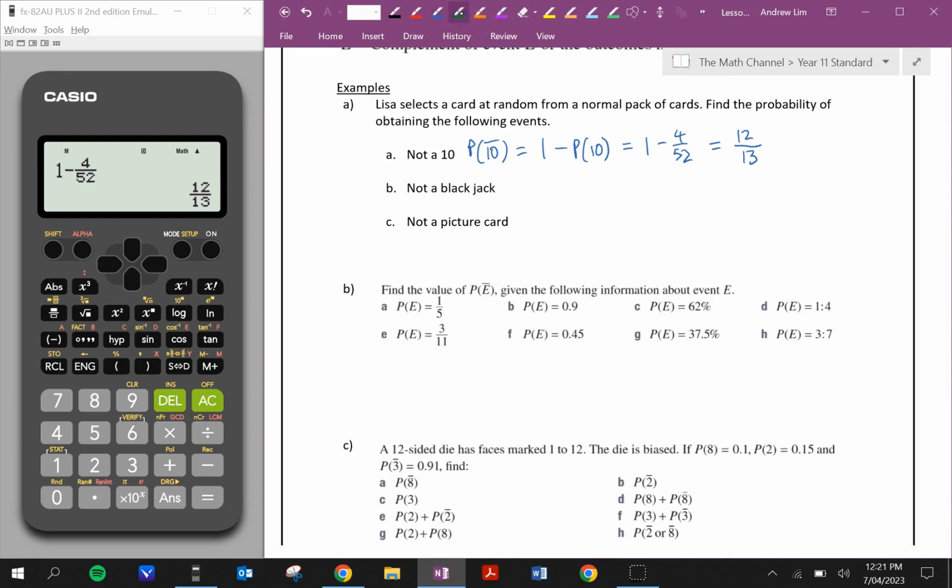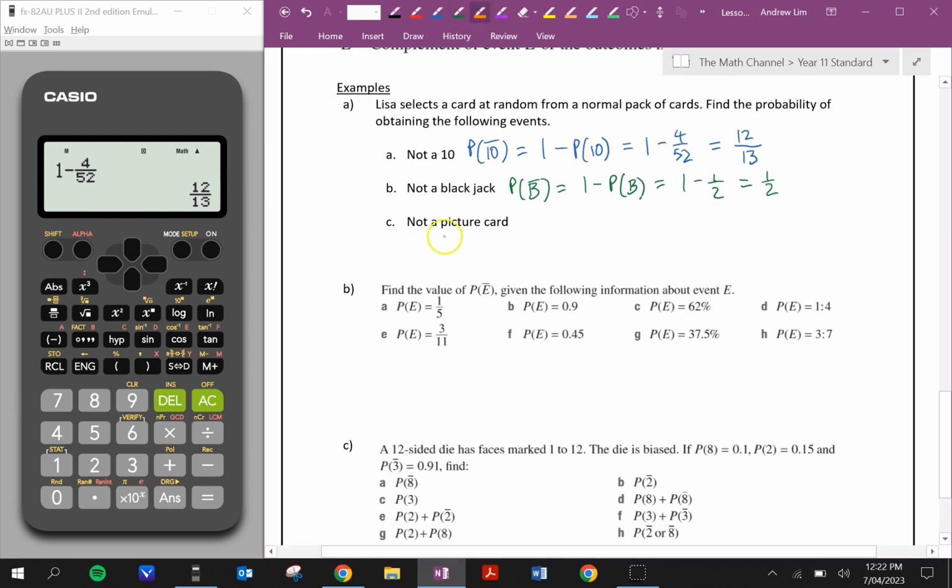What about not a black card? Well, the probability that it's not black is actually 1 minus the probability that it is black. Well, we know that half of the deck is black, so I'm going to do 1 minus half, which we won't need to use our calculator for this. We know that's equal to half. Okay, half of the deck is red.